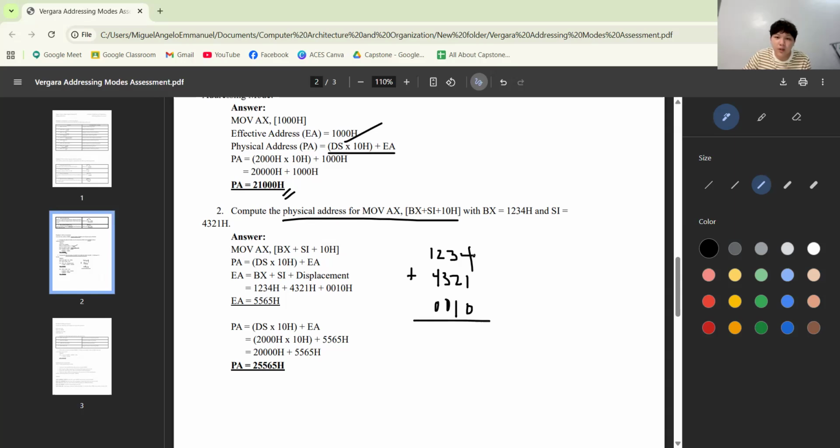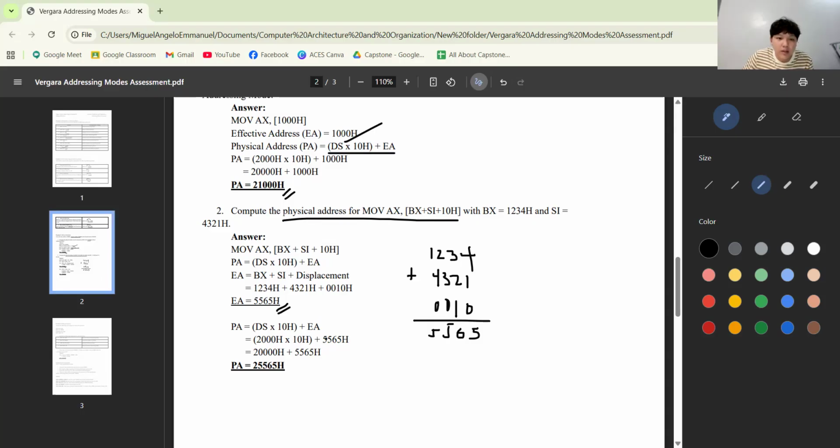It is important for them to be aligned since that way we can add them all together. So this is 5. 3 plus 2 is 5 plus 1, we have 6. 2 plus 3 is 5. And 4 plus 1 is 5. And therefore, we get our EA or effective address, which is 5565H.